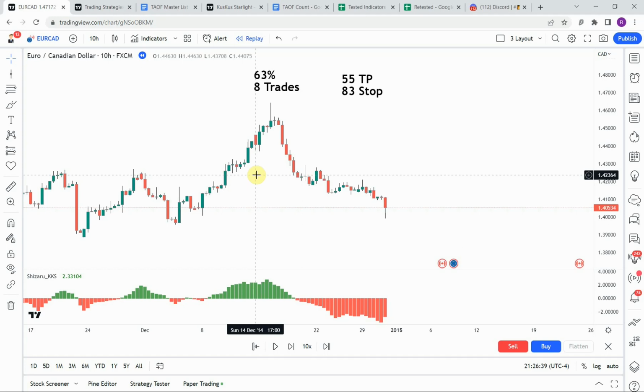Today we will be looking at an advanced testing of the KusKus Starlight indicator.